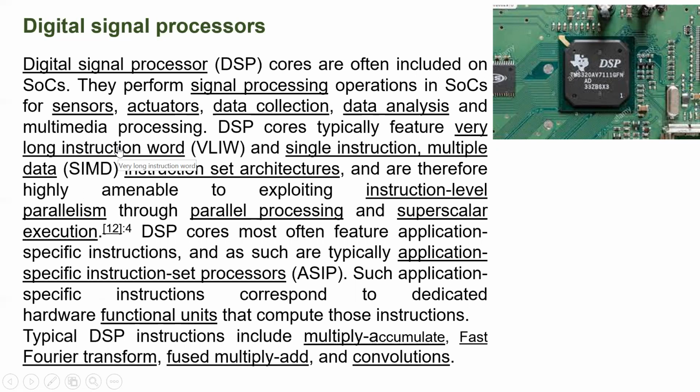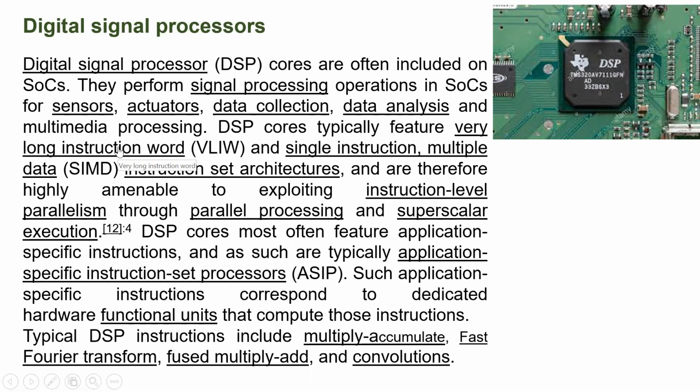And these mathematical operations can be carried out on the signal with the help of a special type of processor, which is called a digital signal processor. These digital signal processors have a special type of architecture. They are capable of operating on the signals which are available from a sensor, which should be given to an actuator, for data collection, for data analysis, for multimedia processing. So all these things will require digital signal processing.